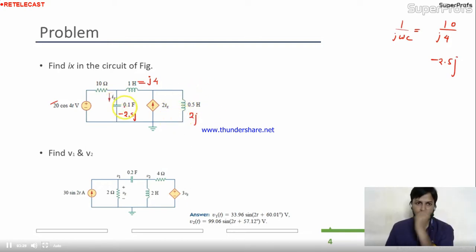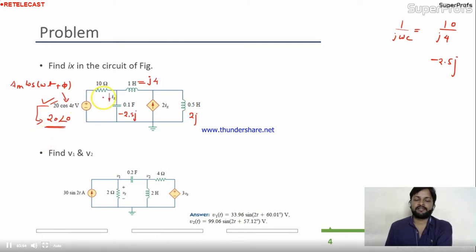Now you have to find out the Ix. So convert this source also. This is nothing but 20 at an angle 0, right? What is the general expression? The general expression is Am cos (omega t plus phi). Here the phi is 0, and the amplitude is 20. So I'm taking directly 20, so this is 20 at angle 0.